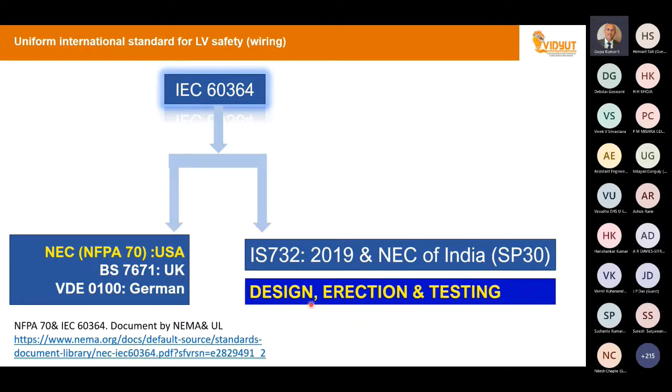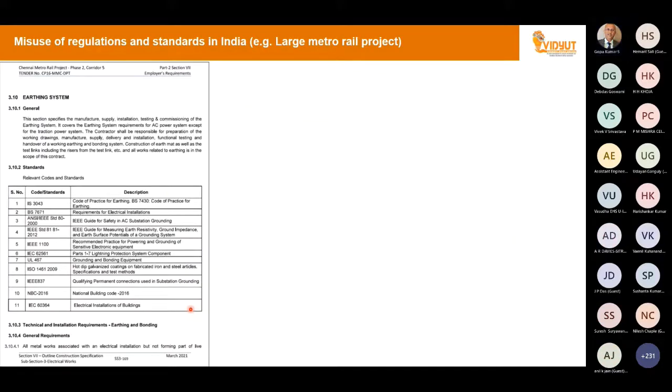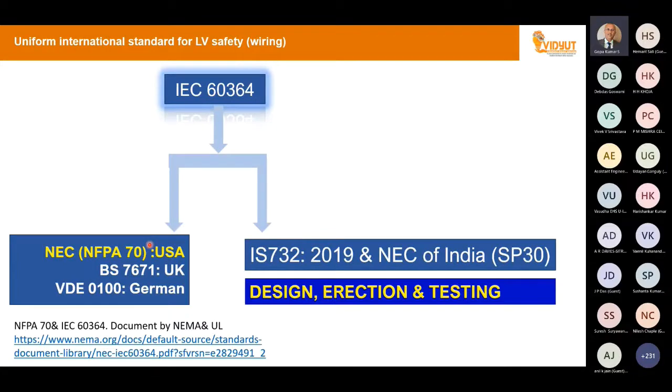So this standard talks about design, erection and testing. To make it simple, please understand that globally the same regulations are used for safety in a consumer premise. We don't need to go to the American standard, British standard or German standard. Simply use Indian standard. You can find out the information about this NFPA 70 and the IEC in the NEMA or on the UL websites. Here I have put the link. If somebody wants, I can give it later.